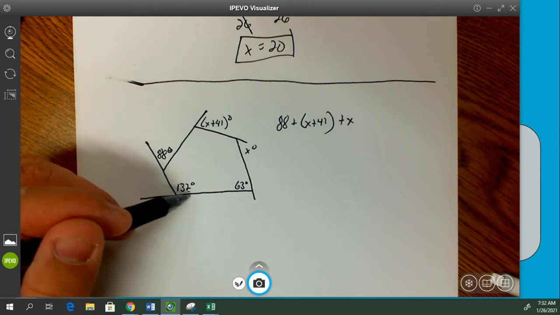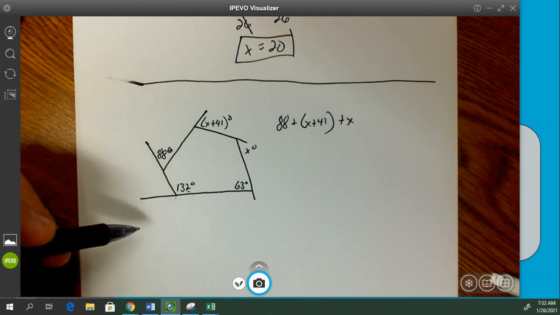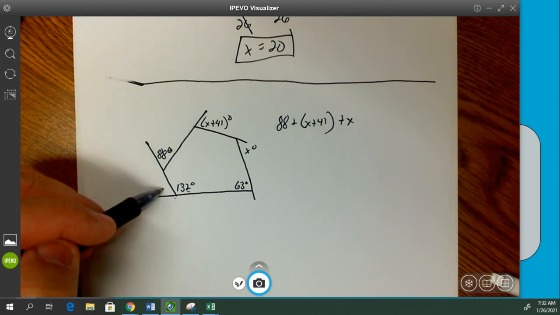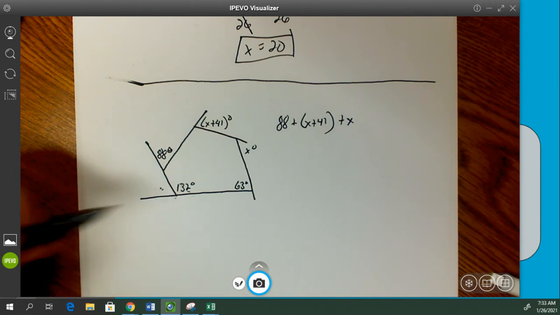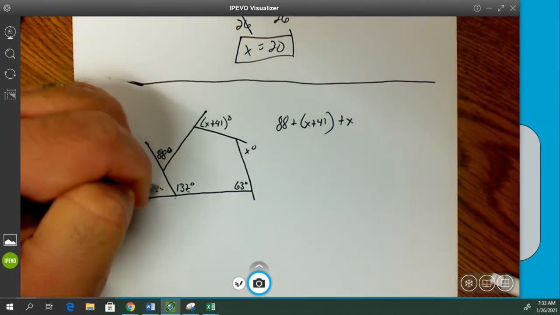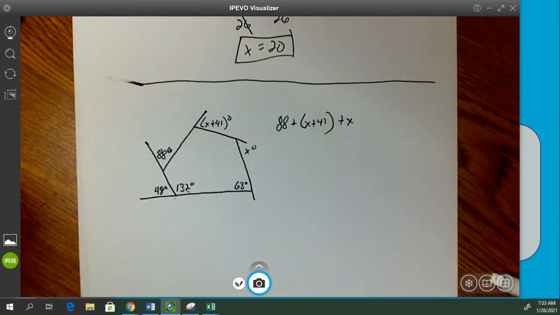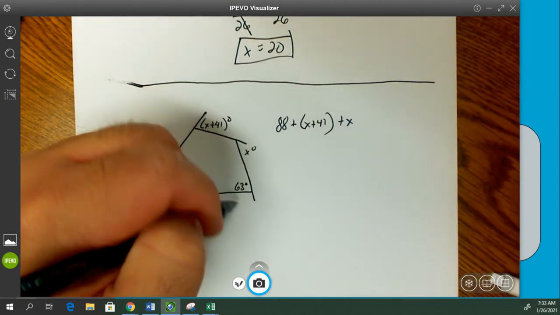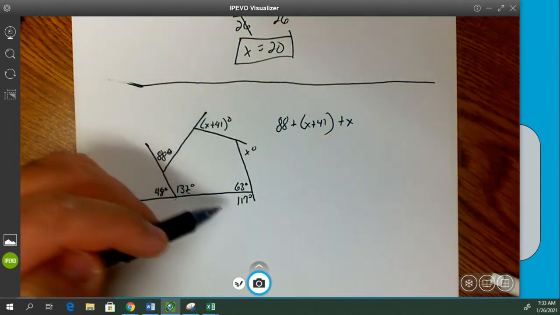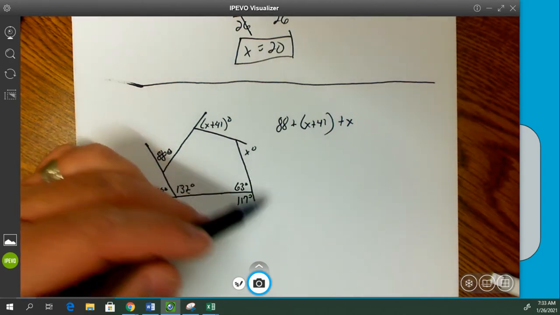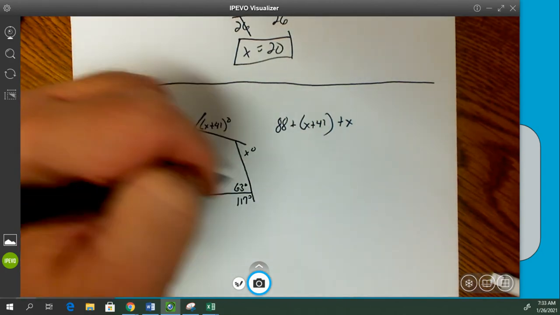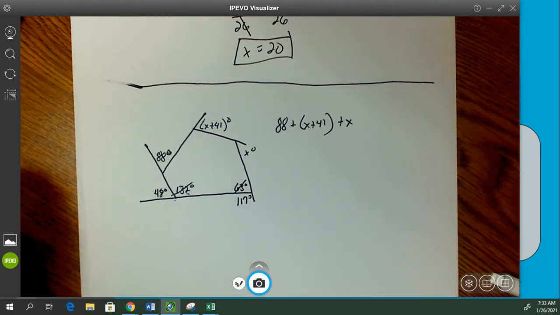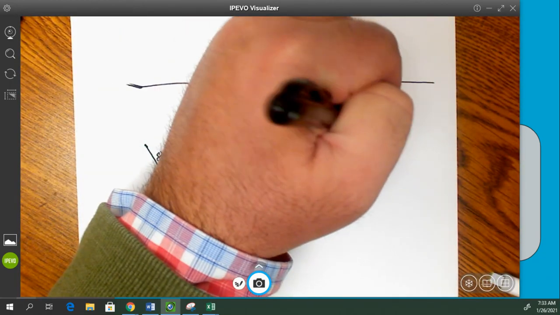So here's one of the things we know. This is a straight line, and we know a straight line has a measure of 180 degrees. So this missing angle is whatever I need to add to 132 to get 180. So in this case, it'd be 48. 48 plus 132 is 180. Over here, it'd be 117. 117 plus 63 gives me 180. So I no longer need those. So I can finish it out.